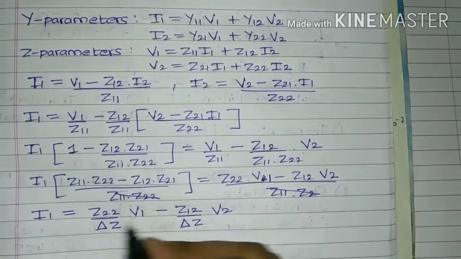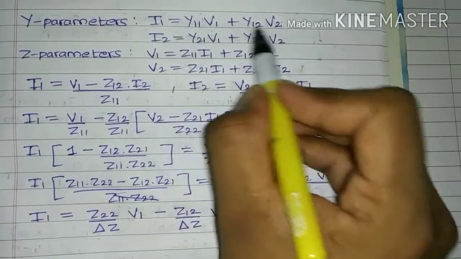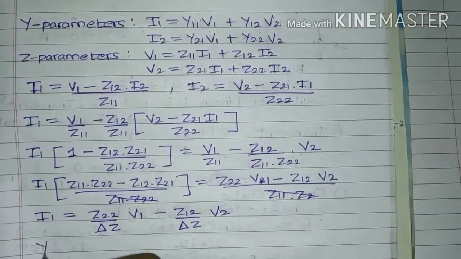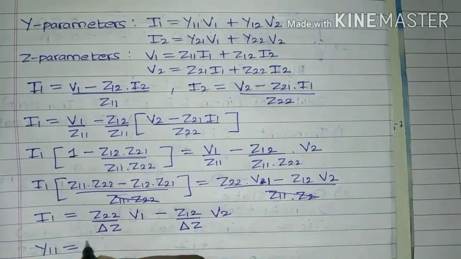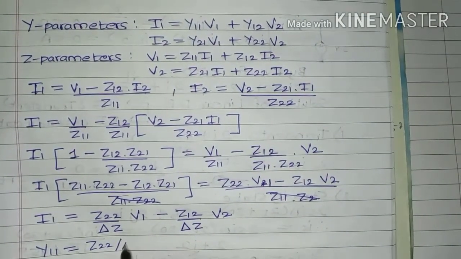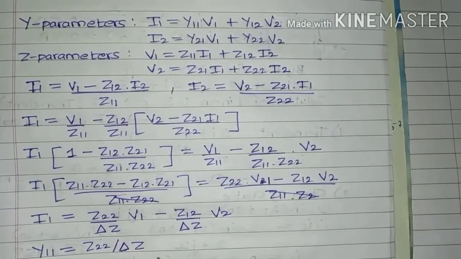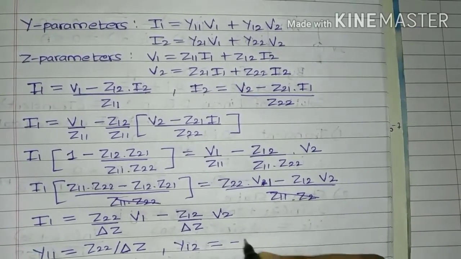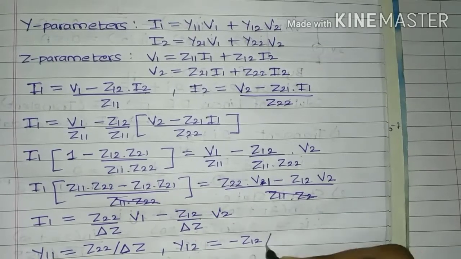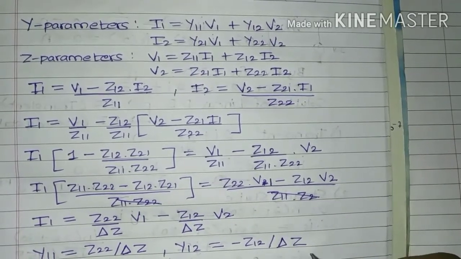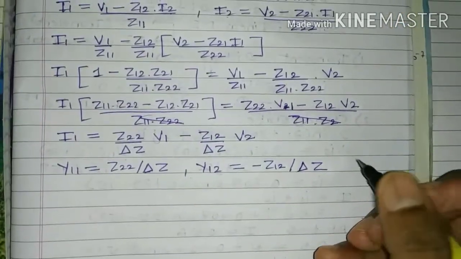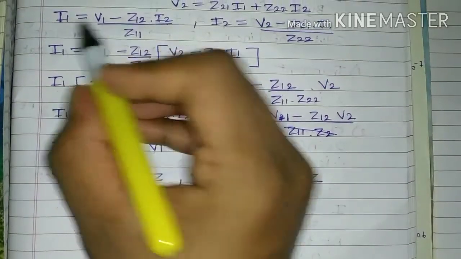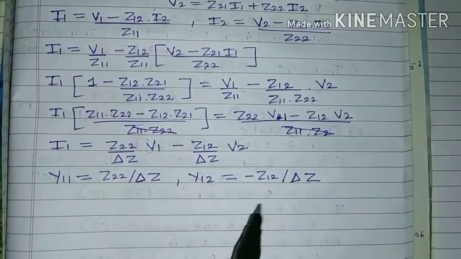On comparing this equation with this equation, you can write that Y11 is equal to Z22 divided by delta Z, right? And Y12 is equal to minus Z12 divided by delta Z, correct? So now let's put I1 in the equation of I2, right?